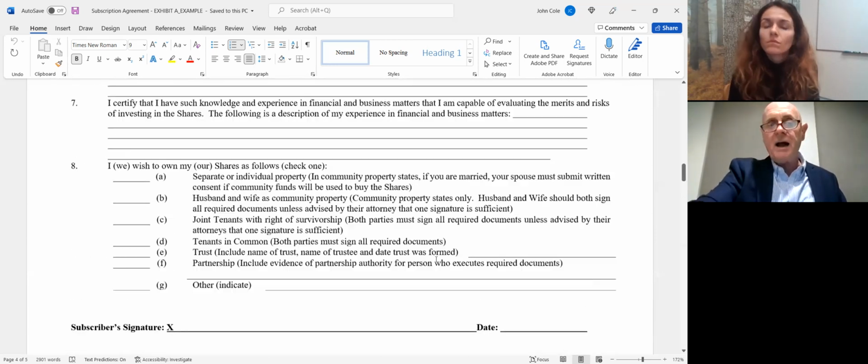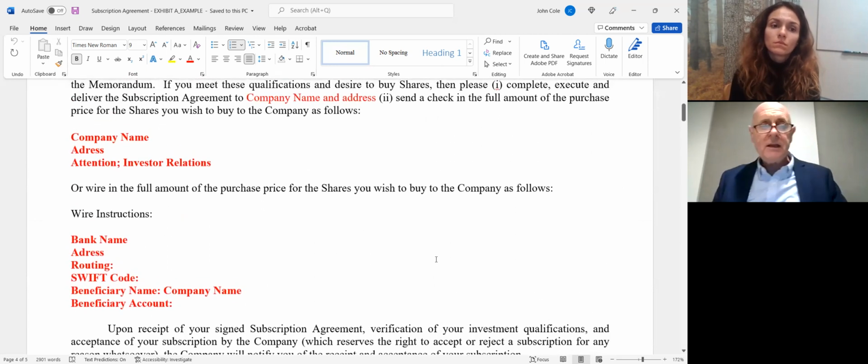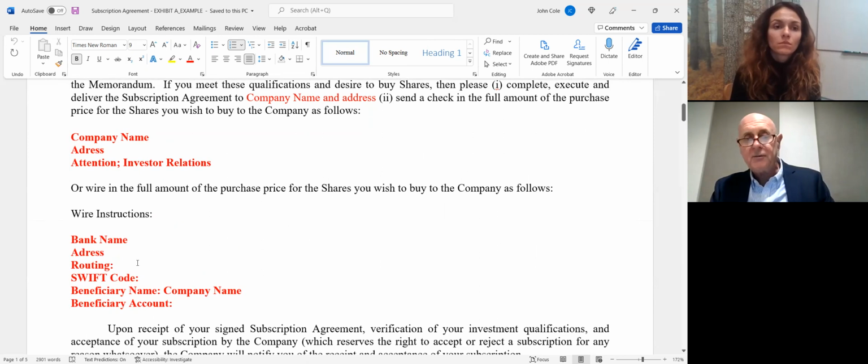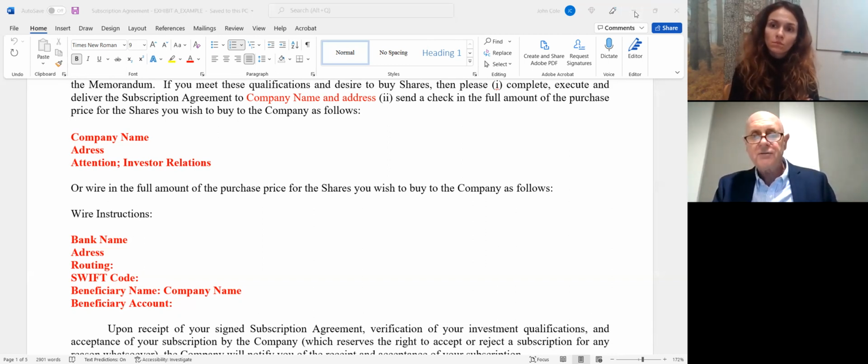Or you have an opportunity, you can just wire it in, and here the wire instructions would be: the name of the bank, address, routing number, SWIFT code if it's a company coming from Europe, beneficiary name, beneficiary account. So this paperwork goes into what is called an investor file, with a copy of your check, and everything's compliant.